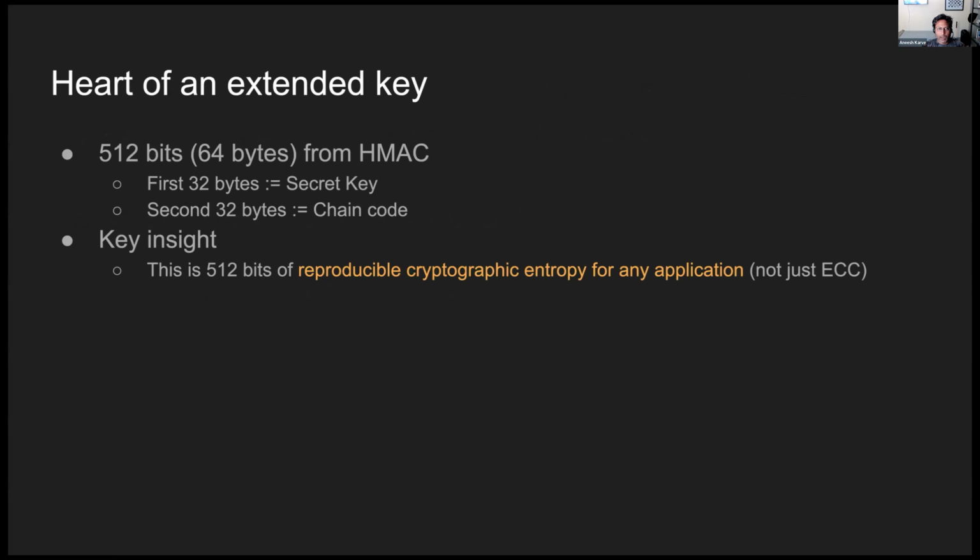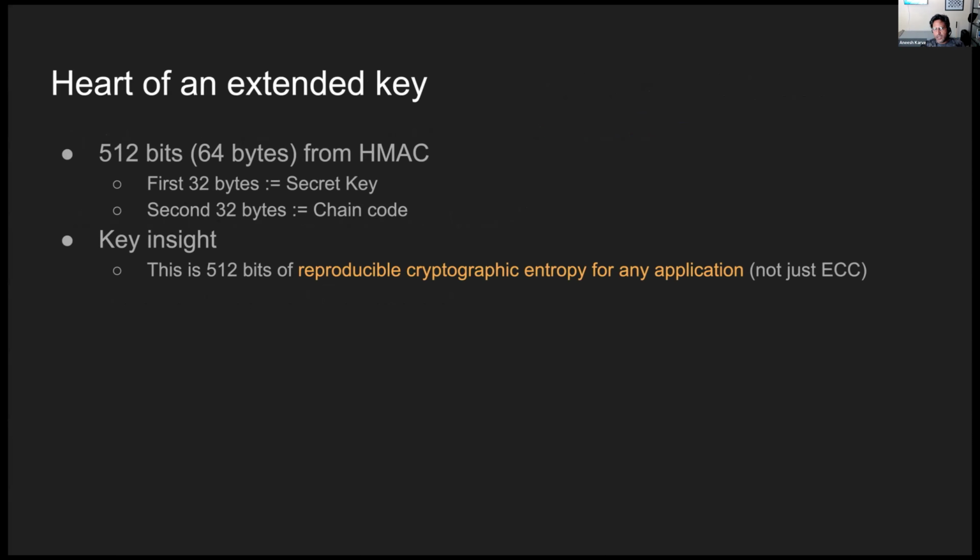I want to talk a little bit about what we've done from an implementation standpoint, going from BIP32 to BIP-85. We already have in the BIP32 HD wallet tree the 512 bits or 64 bytes. And by convention, the first 32 bytes are used as the secret for ECDSA, and the second 32 bytes are used as what is called the chain code.